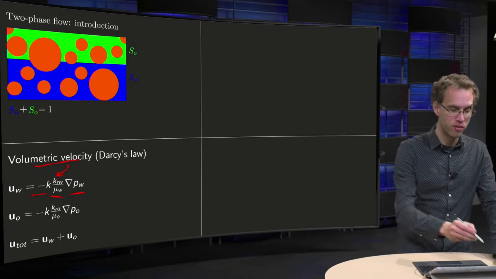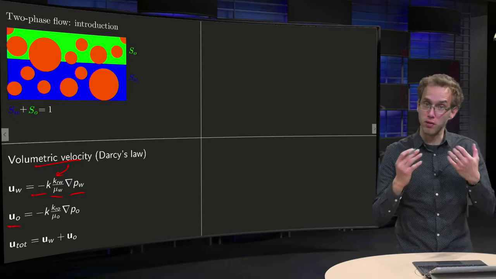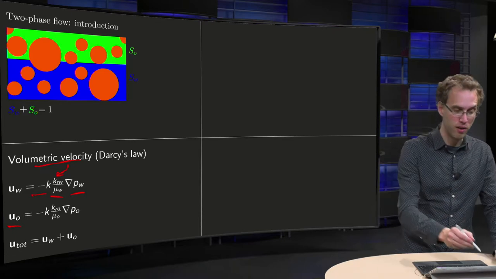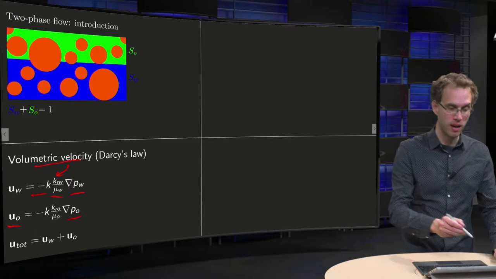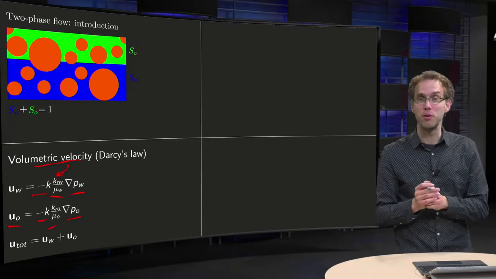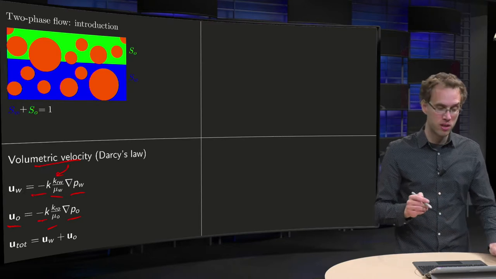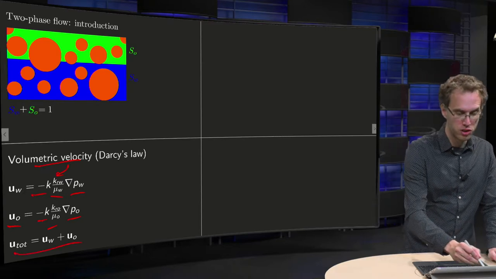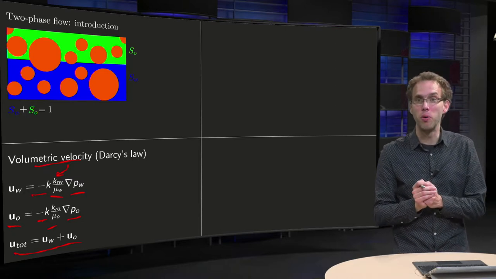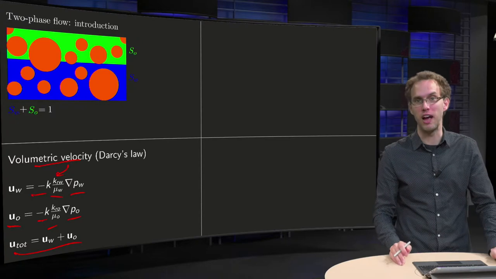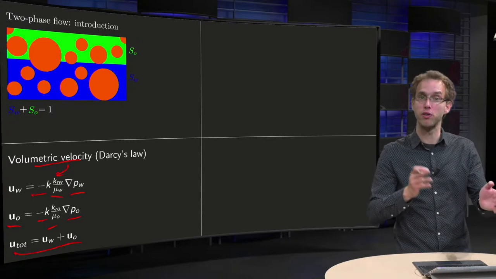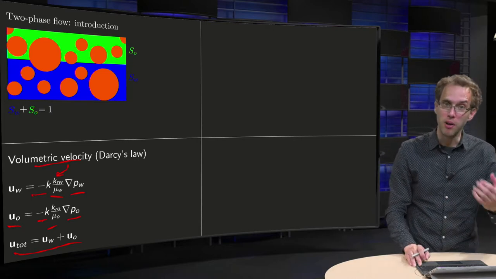Similarly for oil, the volumetric velocity of the oil phase: we use the oil pressure, and again the k over mu, but now we need the kro, the relative permeability of oil. And then the total velocity is just the sum of the two. So how are those relative permeabilities modeled? How do you get expressions for them? Once you know them, then you can compute your water velocity and your oil velocity. But how can you model those?